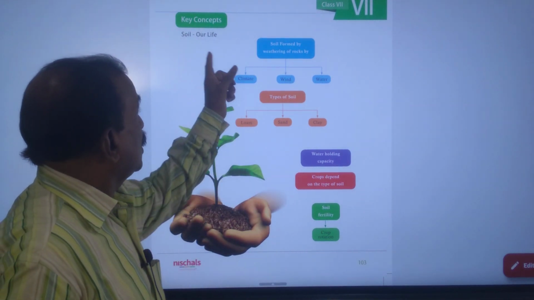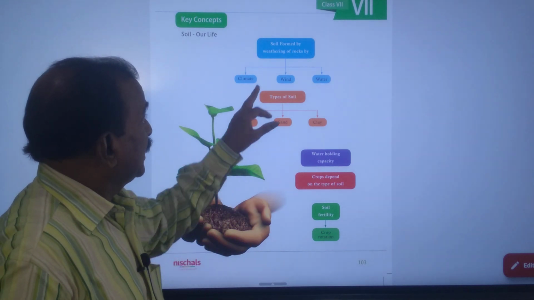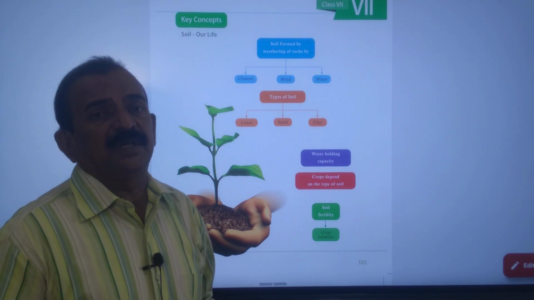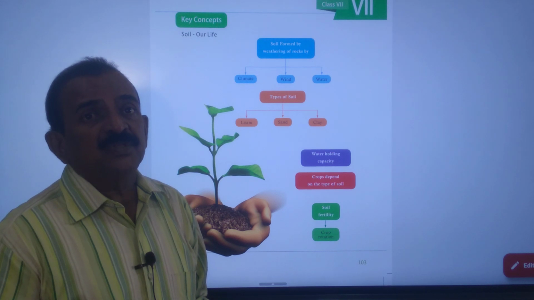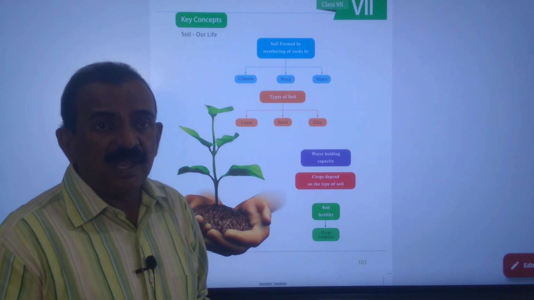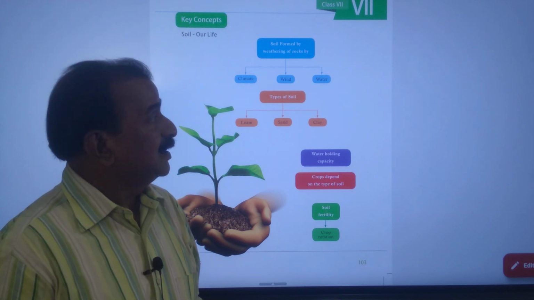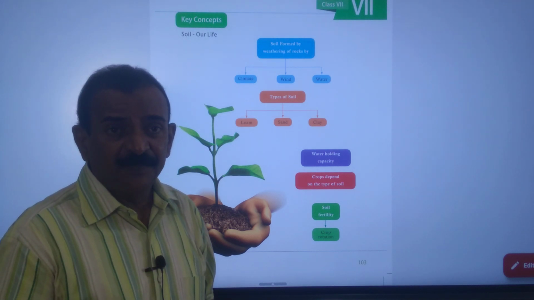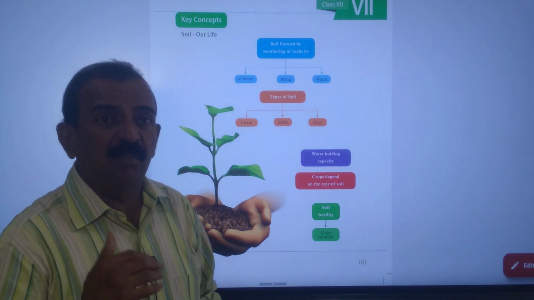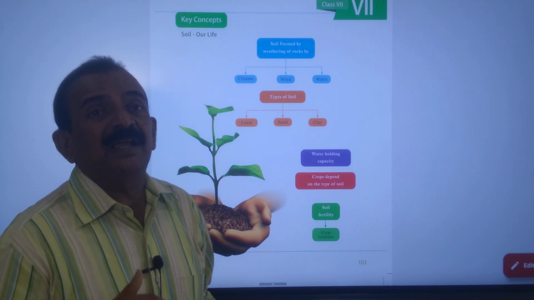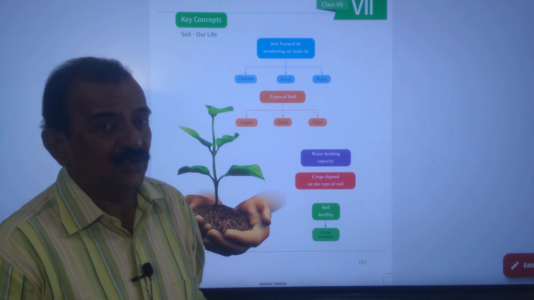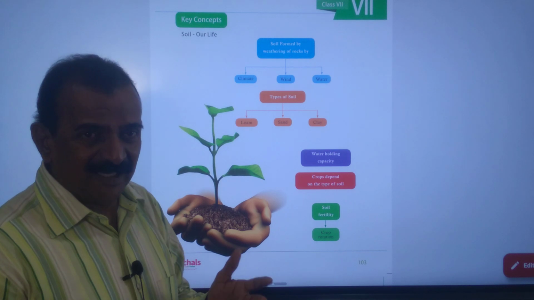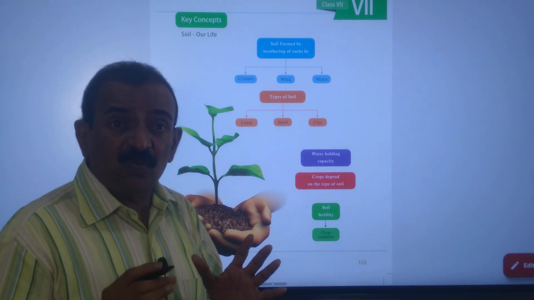So there you see soil our life, key concepts are there, and soil is formed by the weathering of rocks. So here in this chapter we are learning how soil is formed, and soil is formed by means of weathering. So here weathering of rocks takes place, and the earth crust is having what? Mountains and rocks, and weathering of rocks leads to the formation of what? Soil. So here you see the flow chart. So how does weathering take place, and what are the reasons for weathering of rocks?